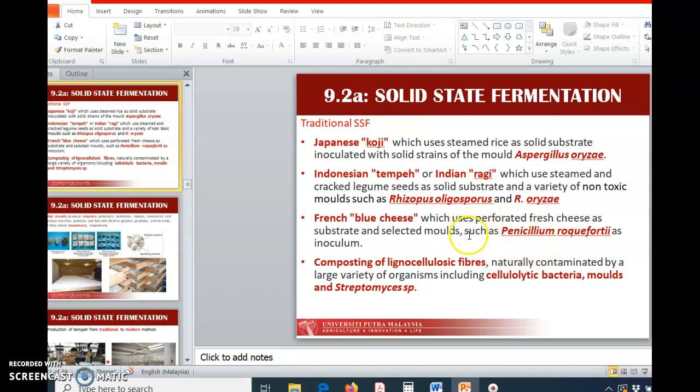Another fungi. Composting of lignocellulosic fibers, naturally contaminated by a large variety of organisms. So this is probably a mixed mode fermentation, means that not only fungus will also grow bacteria as well. So that this mixture of microorganism can compost this fiber and can be used for example the feed of animals.